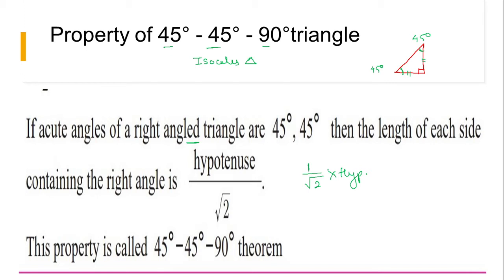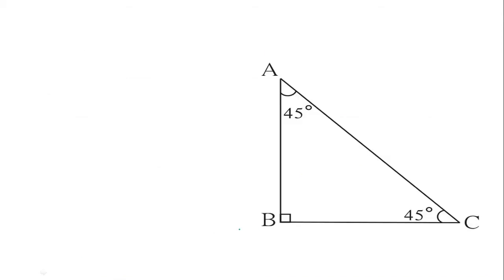Like in the last theorem, we got two equations. Like side opposite to 30 degrees is half of the hypotenuse and side opposite to 60 degrees is root 3 upon 2 times the hypotenuse. But here we got the same value for both the sides. Why? Because it is an isosceles triangle, and for an isosceles triangle the value of both the sides is going to be the same. Okay, just the hypotenuse length is going to be different. Now this property is called the 45 45 90 degree theorem. So again, this is a special category triangle where the two acute angles are 45 degrees and one angle is a right angle.